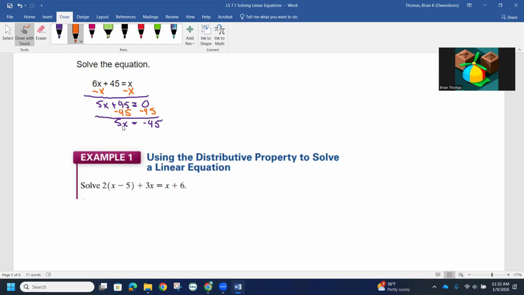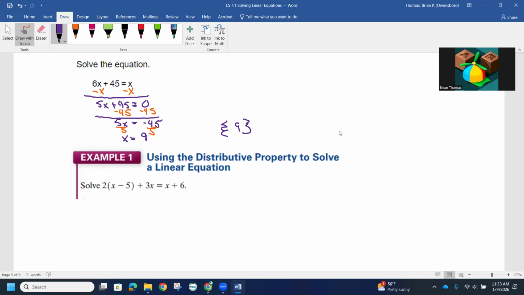Now to get rid of the coefficient, you can divide both sides by 5, and the 5s will turn into a 1, which gets my x by itself, and negative 45 divided by 5. I know 45 divided by 5 is 9, and since there's only one negative present, the answer is going to be negative. So remember, division and multiplication involve the same rules. It's like a light switch. One negative is negative, two negatives is positive. So our solution set would be this, negative 9.